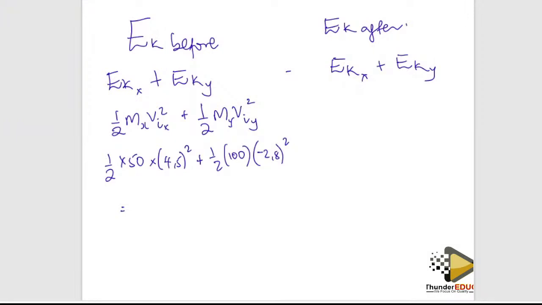So that is 50 times 4,5 squared. I'm getting 506,25 plus a half times 100 times 2,8 squared. I'm getting 319. When I add up that, this is 506.25, getting 898,25. Okay, this is energy, so it's going to be in joules.